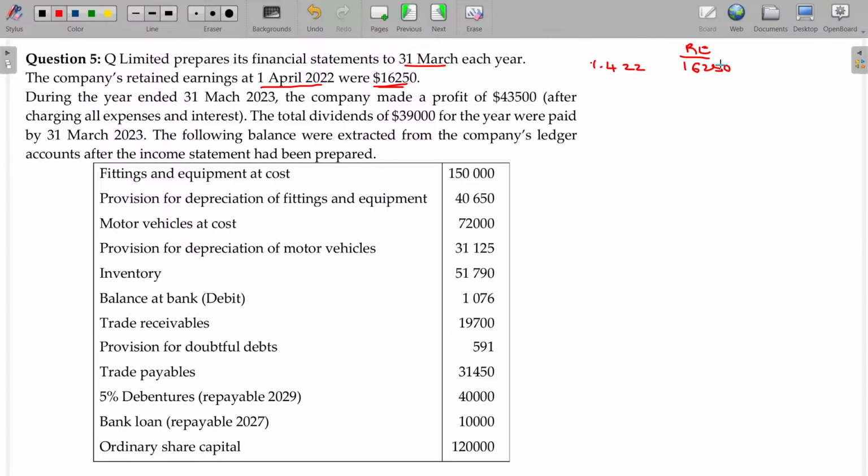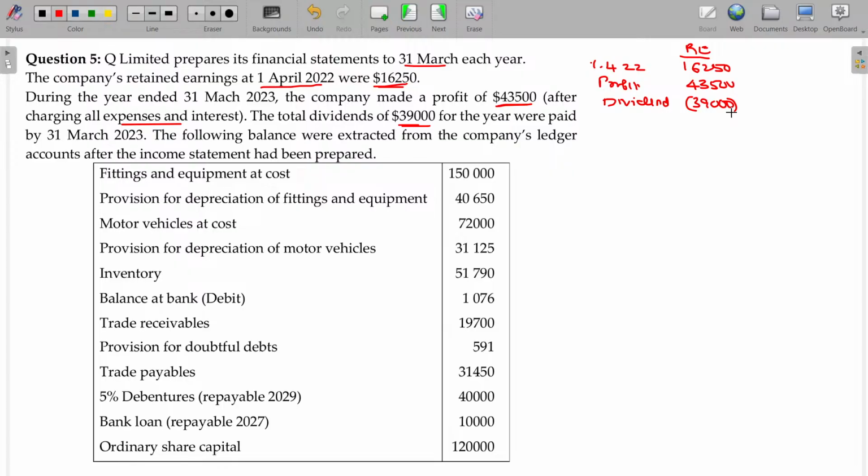16,250. During the year ended 31st March, the company made a profit of this much. So you have to add the profit for the year with this. Okay, 43,500. After charging all expenses and interest, the total dividends 39,000 for the year were paid. So dividend payment should be subtracted. 39,000.